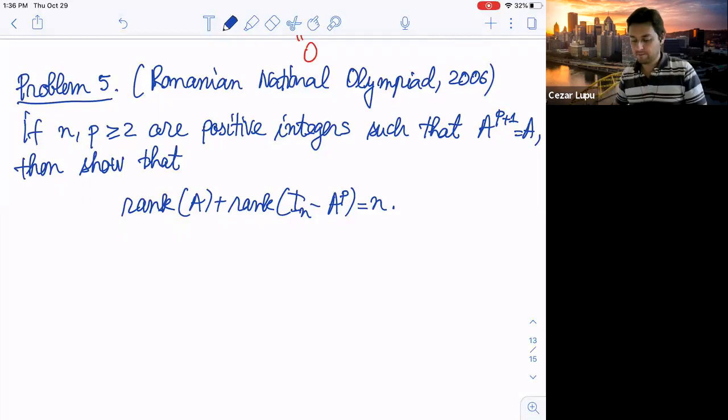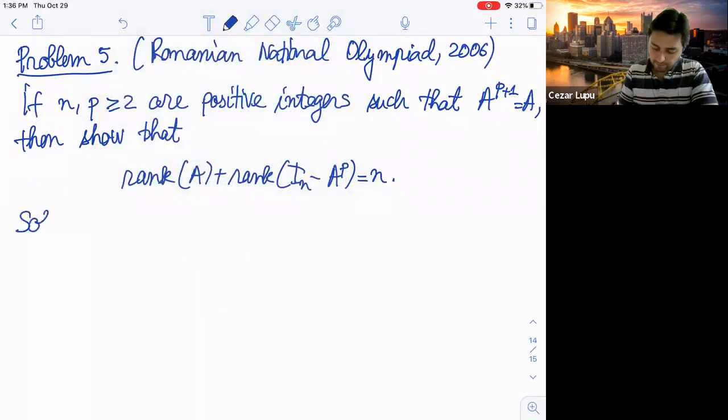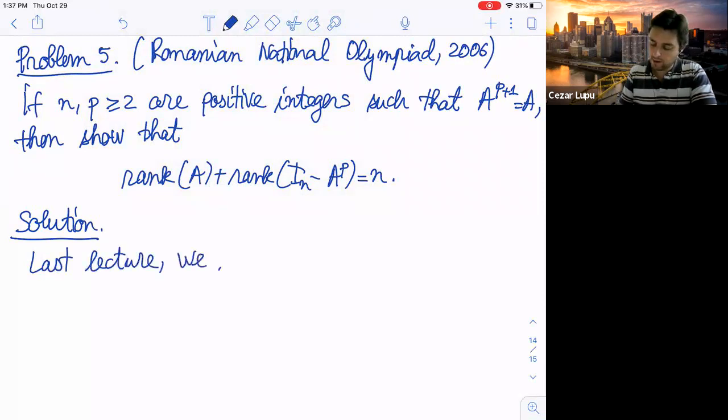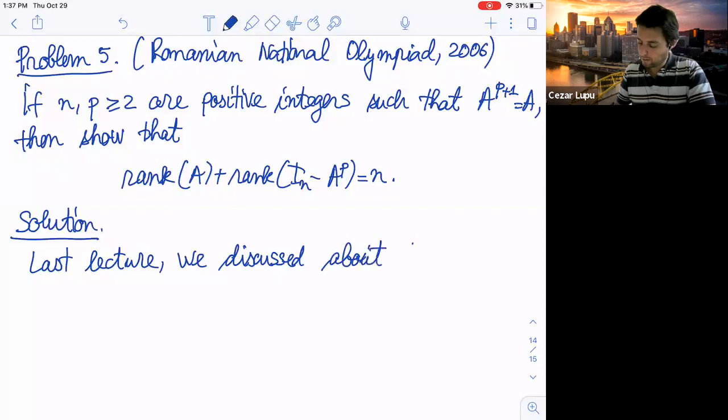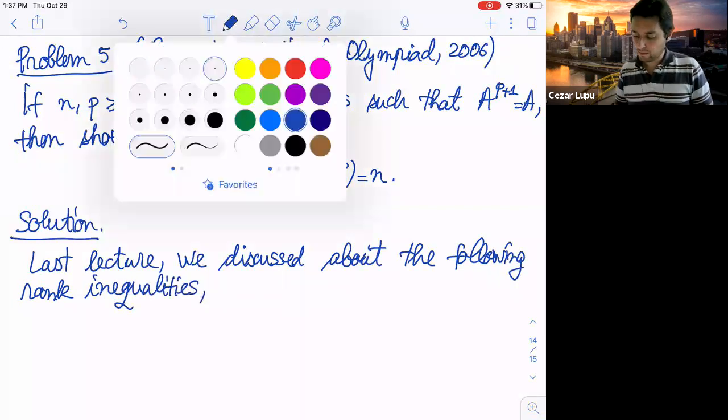Remember, we did something. Let me remind you that last lecture, we discussed these two rank inequalities. And let me mention them again.